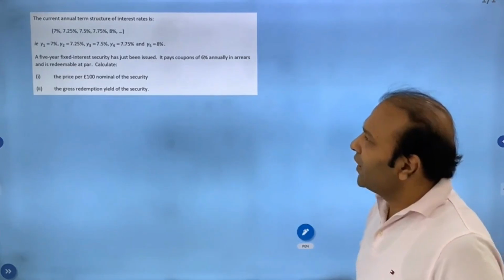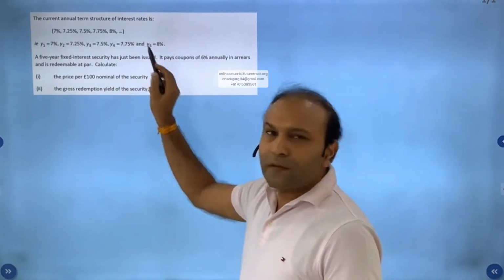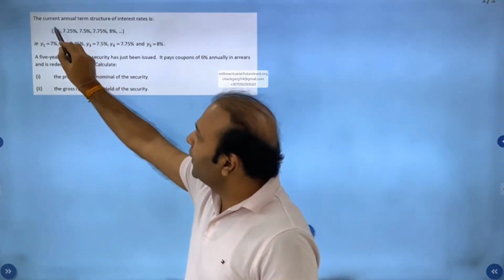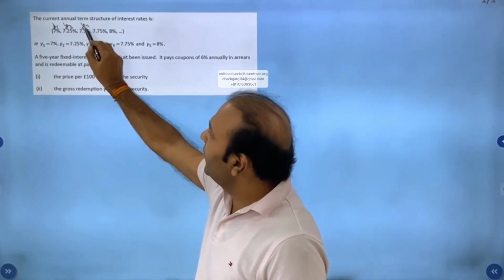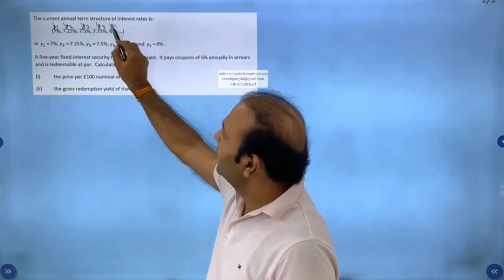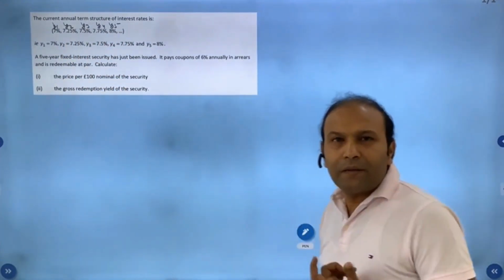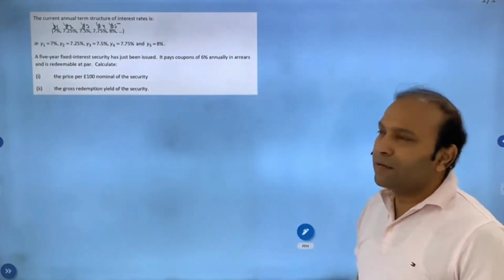So we have the current annual term structure of interest rates as given. तो क्लास जब भी इस फॉर्म में दिया हो, that means the first term is y1, then y2, this is y3, y4 and y5. Fine. So that is the interpretation of the interest rates like this.